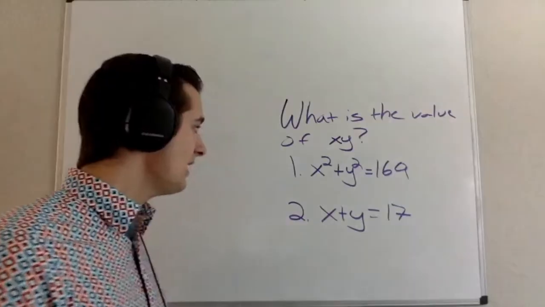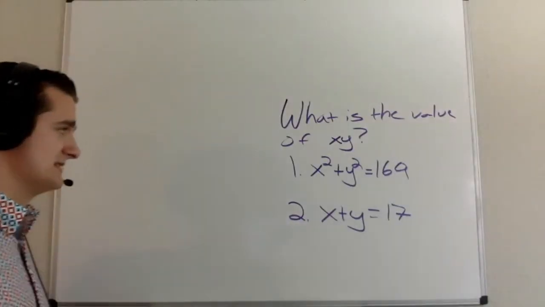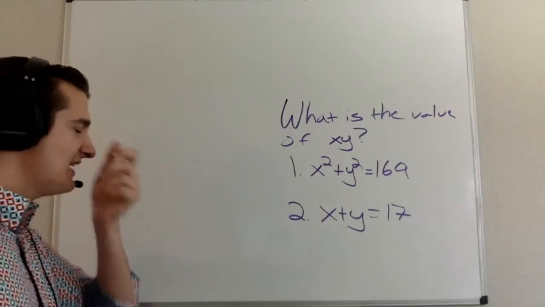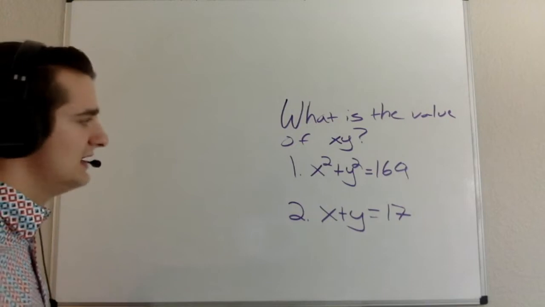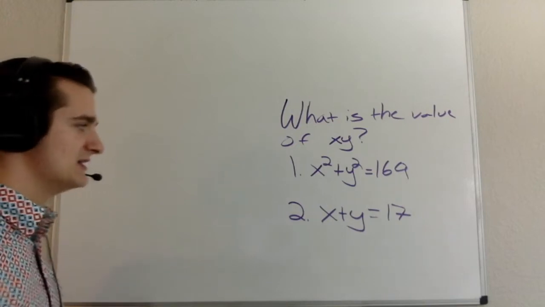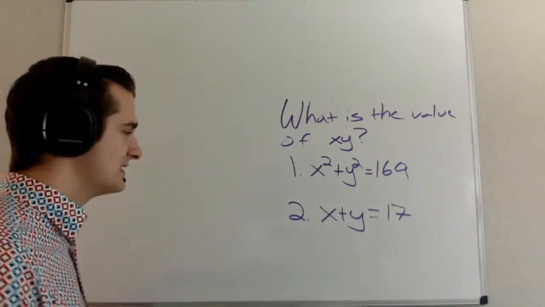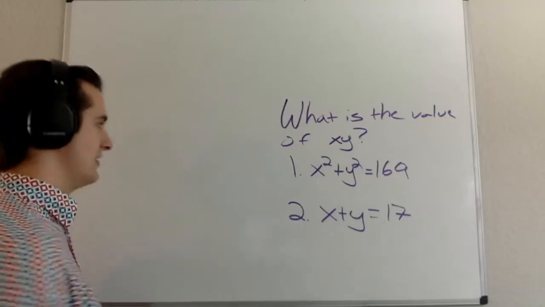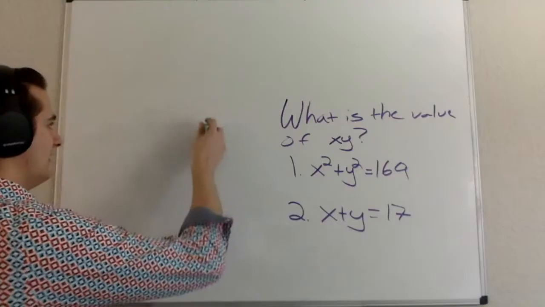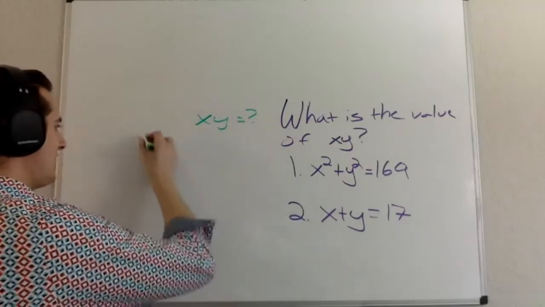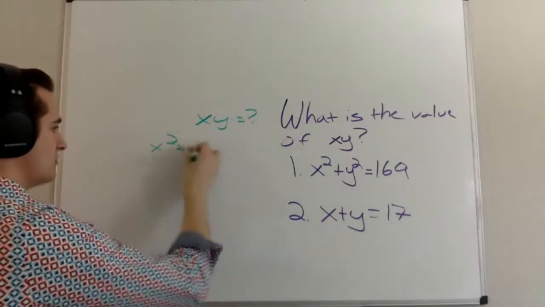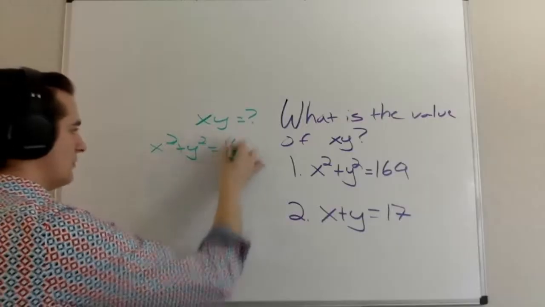However, I'm going to start to think about these two statements together. And again, this is where that whole idea of what can I do is going to come into play and is going to be super important. Because when I look at these two statements together, I know that I'm trying to solve for xy. And I know that x squared plus y squared is equal to 169.